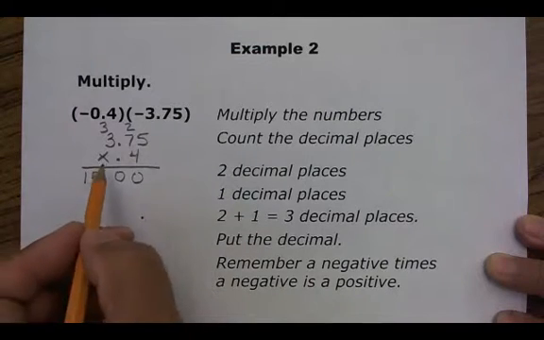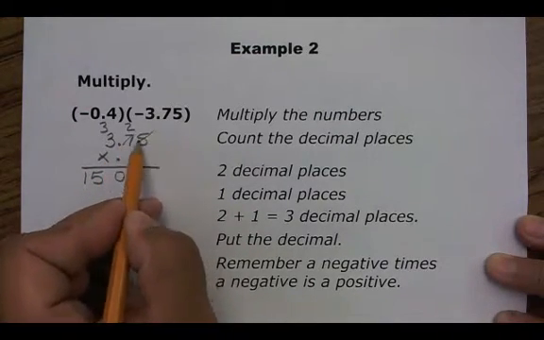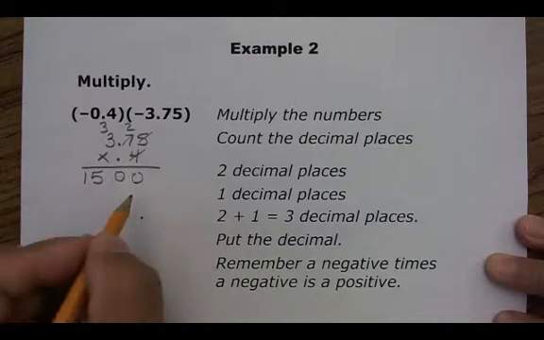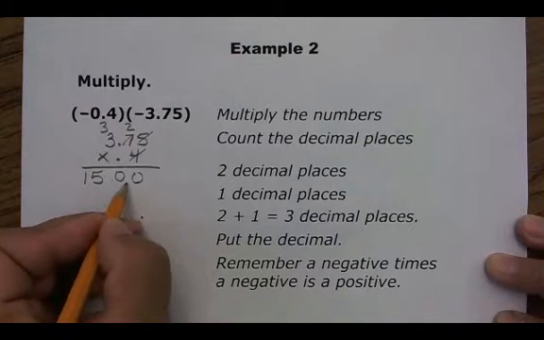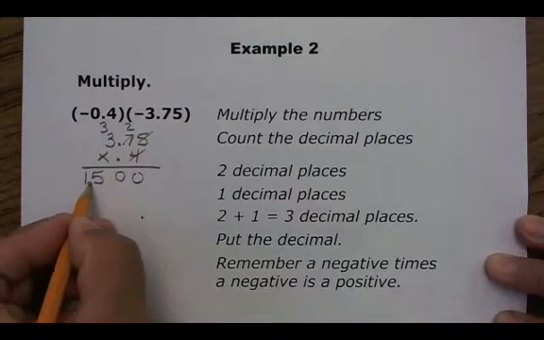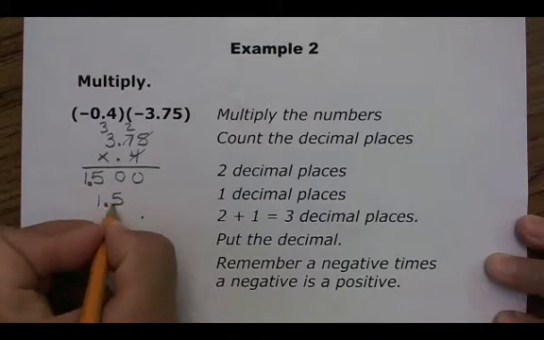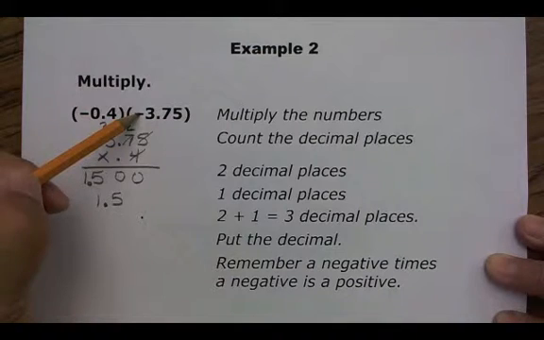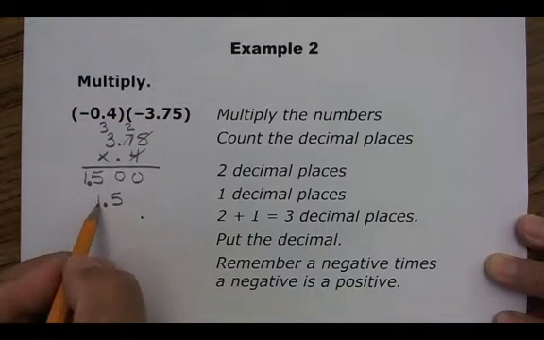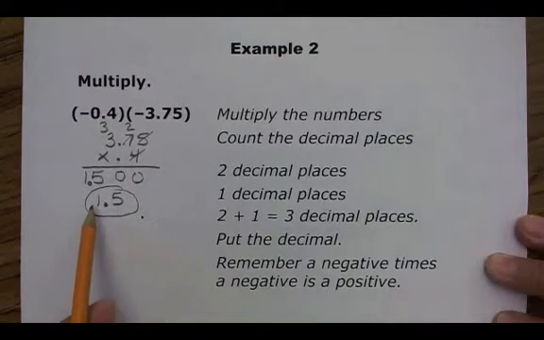And I do that by counting how many numbers are behind the decimal place. In this case, there's 1, 2, 3. So that means there better be 3 numbers behind the decimal place in our answer. So 1, 2, 3 puts it right there. And my answer would be 1.5. All right. Remember, it's a negative times a negative, so that's a positive, and it is a positive, so all we're going to do is circle our answer, and it should be 1 and 5/10.